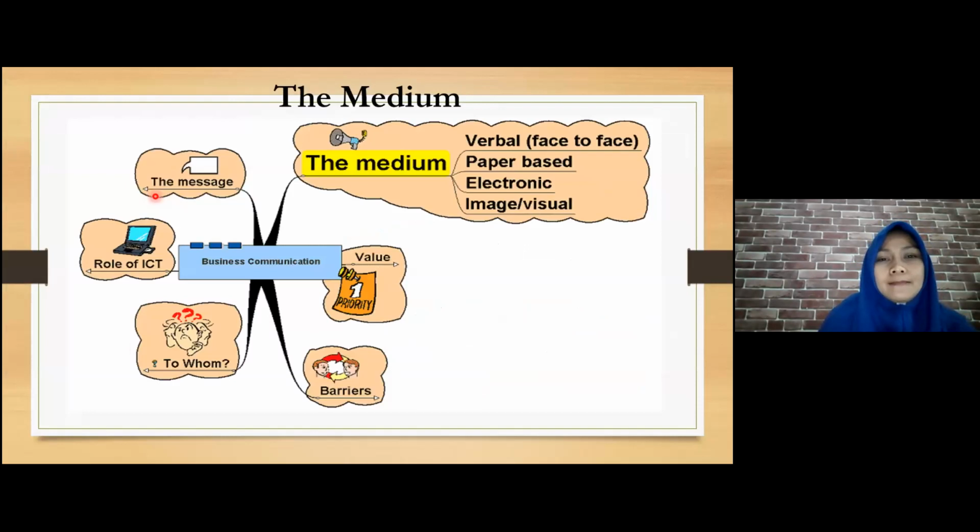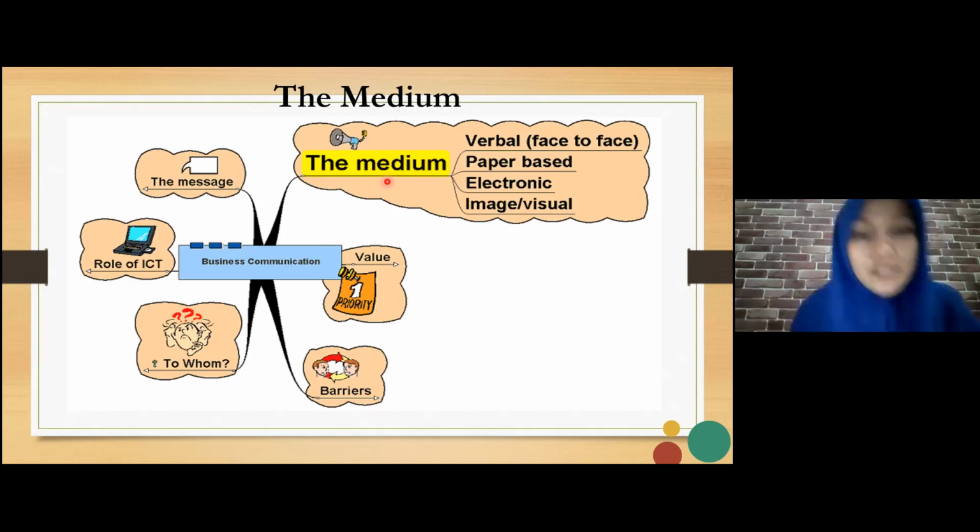Okay. Then the second one is the medium or the media, or we call it the channel. The medium is the means through which communication happens. The message is sent and received through a medium, through a channel, through a means. So the medium is also defined as the medium through which the message is transmitted, which information, ideas, values and feelings are transmitted.